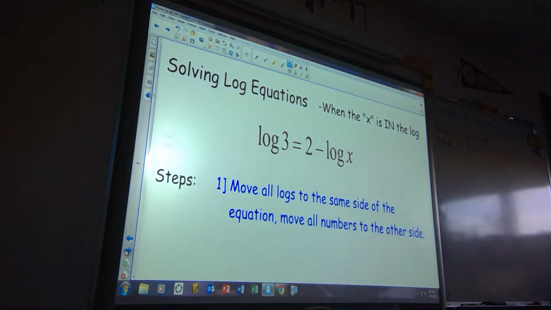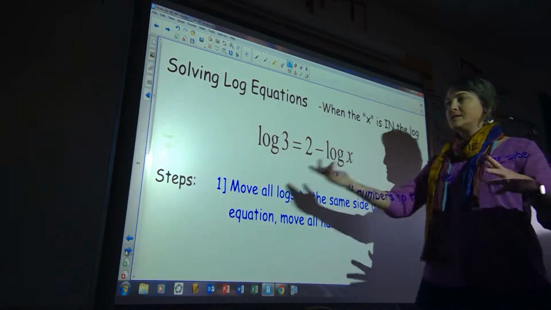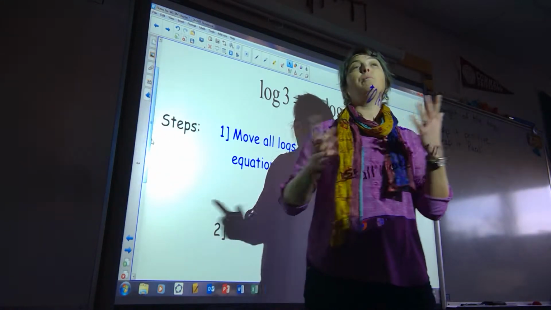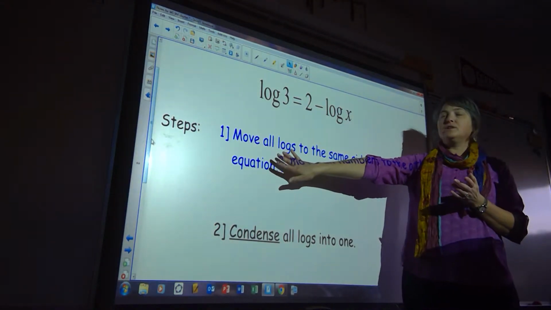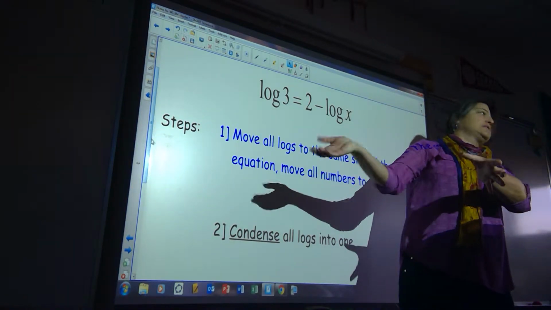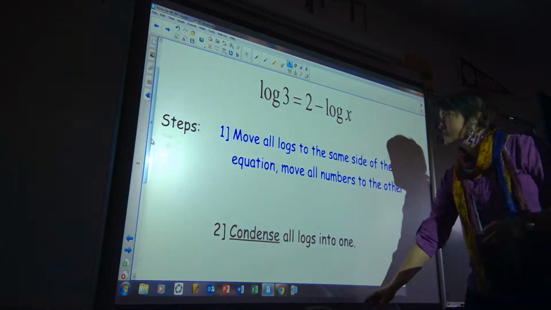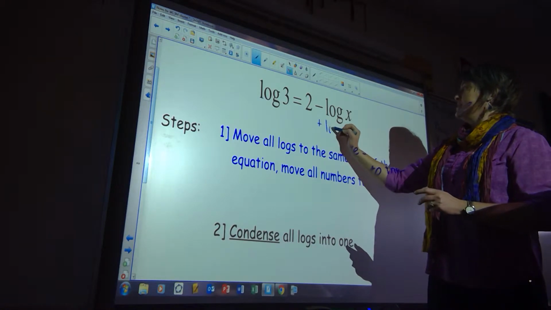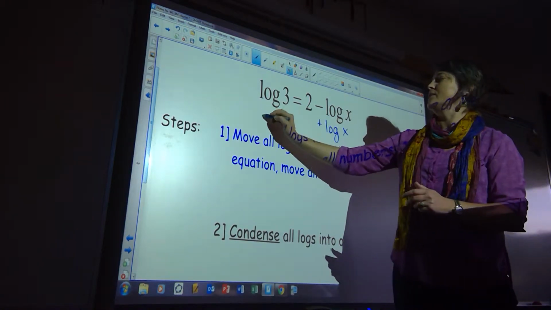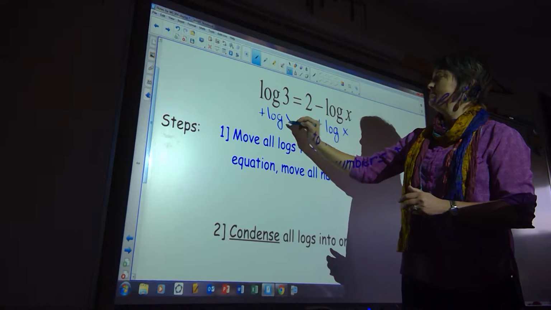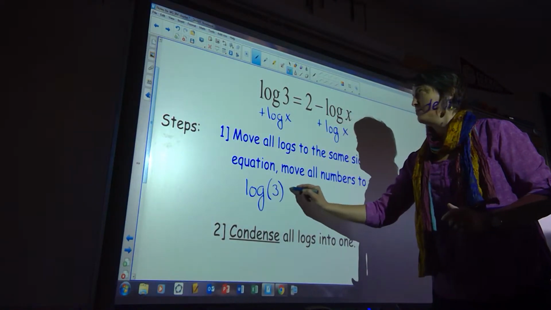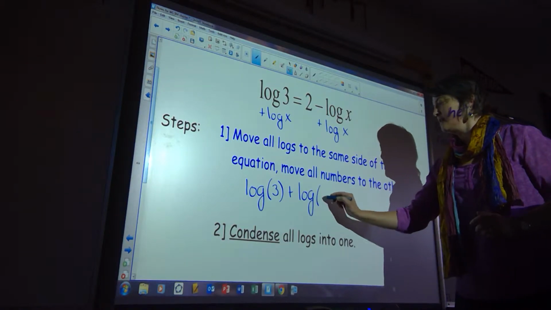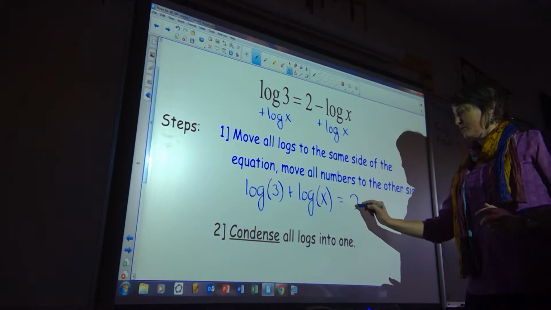So let's try one. One of the things that you'll see in today's problems is that there will be multiple logs. In yesterday's problems, there was usually only one log. So the first step that we have to do is get all the logs on one side and just the numbers on the other side. So I would go ahead and just add this over. So then we've got log 3 plus log x equals 2.